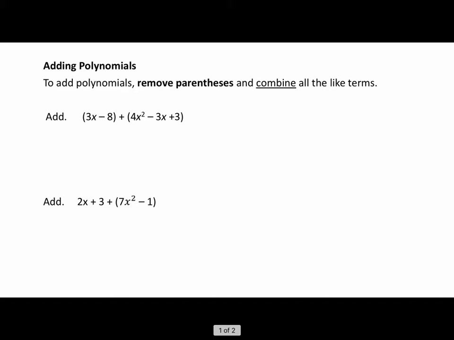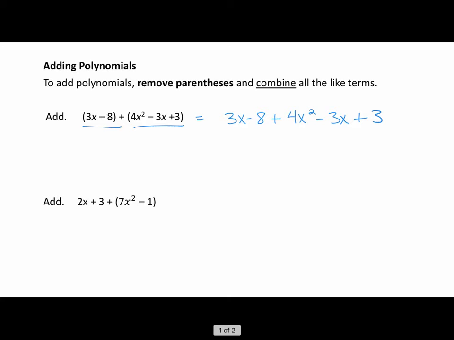Adding polynomials. To add polynomials, just remove the parentheses and combine all like terms. So our first example, 3x minus 8 plus 4x squared minus 3x plus 3. I'm just going to remove the parentheses for the first polynomial and remove the parentheses for the second polynomial. And then combine any like terms.